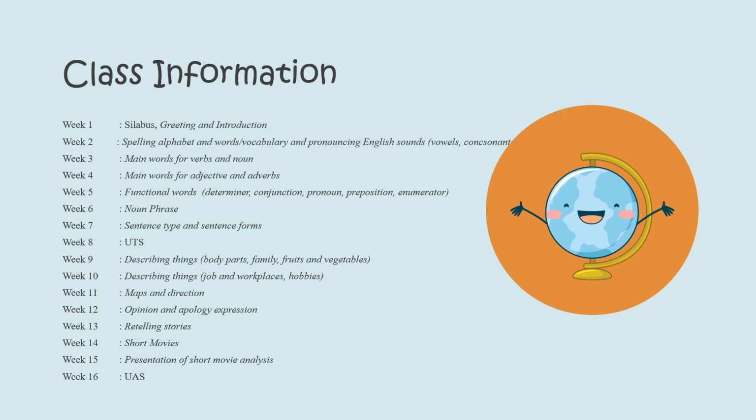Okay, and after the mid-test, in the ninth week, we will learn about describing things: body parts, family, fruits, and vegetables. Next, in the 10th week, it's also about describing things, but it's about jobs, workplaces, and also hobbies. Then week 11, we will learn about maps and directions. It's about how you can direct people, how you can answer if someone asks how to get to the mall from school. You will have to answer that.